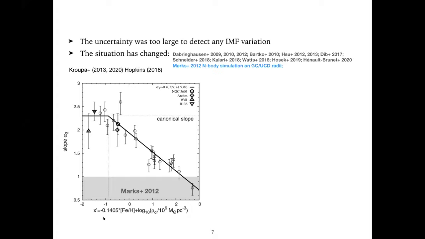So it's a function of the metallicity of the star cluster and the core density. Up to a certain point it is consistent with the canonical slope of 2.3, and above this threshold it becomes flatter. So there are more massive stars in the system. And this is a very tight relation based on only two parameters.